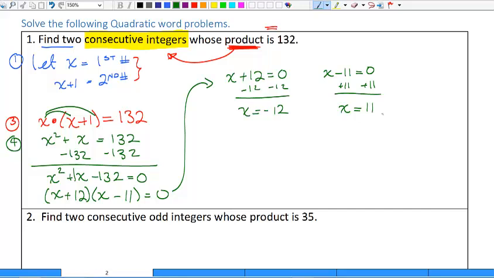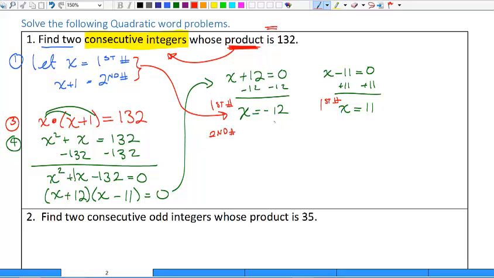Okay, now, are those my two consecutive integers? Well, negative 12 and positive 11 aren't consecutive at all. So what did I do here? Did I make a mistake? Well, no. I solved for x. And what is x? X was the first number. So these are basically two potential first numbers. So what I want to do now is see what the corresponding second number should be.